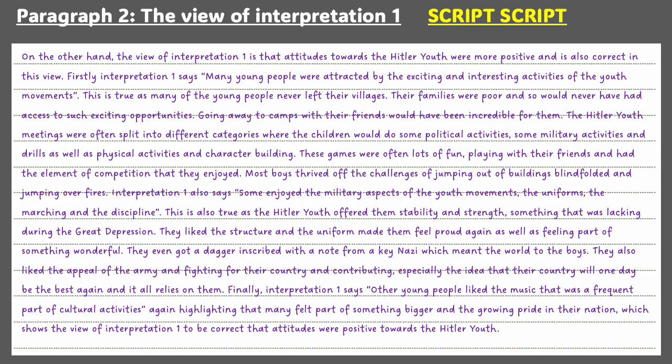So again, we've told the examiner what the view is. We've also told the examiner that we accept this person is correct as well. And now I'm just going to tell you why. I'm going to tell you why we agree with this person. So straight in with our first quote again. Firstly, interpretation 1 says, many young people were attracted by the exciting and interesting activities of the youth movements. This is true as many of the young people never left their villages. Their families were poor and so never would have had access to such exciting opportunities.